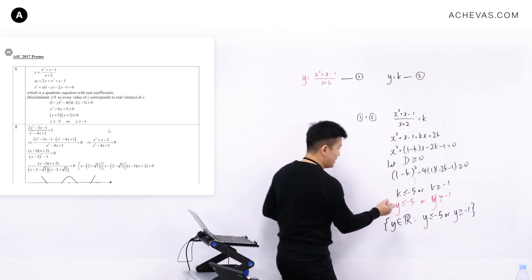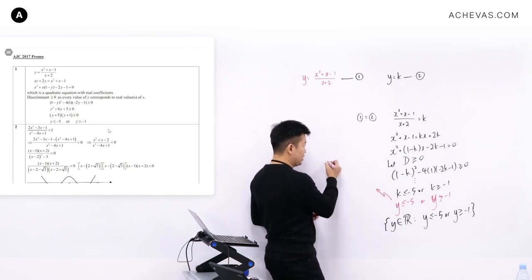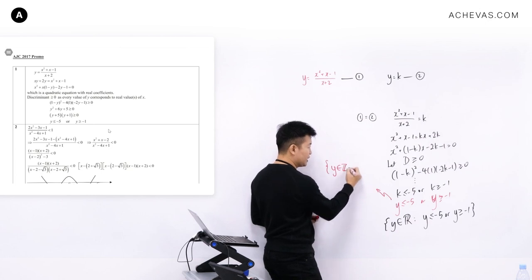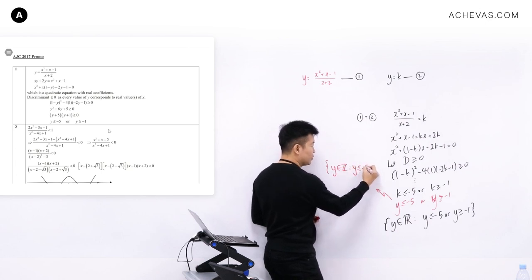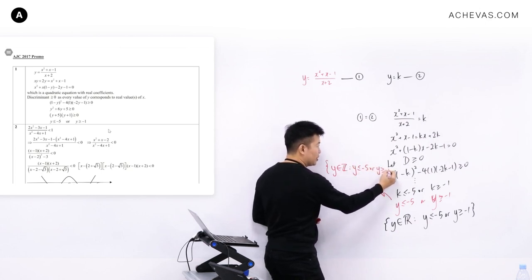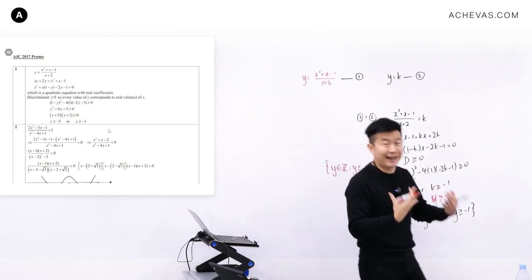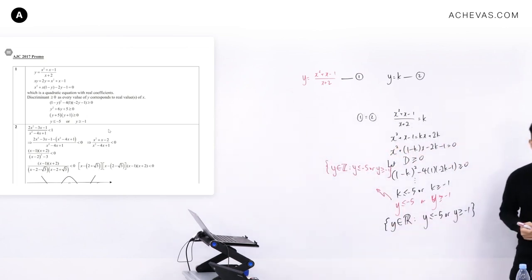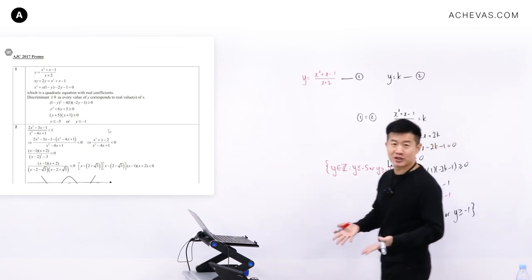But by expressing it in the form of a set notation, you can write it as y belongs to integer values such that y is less than or equal to minus 5 or y is bigger or equal to minus 1. So there is a meaning to set notation. There is a usefulness to set notation.